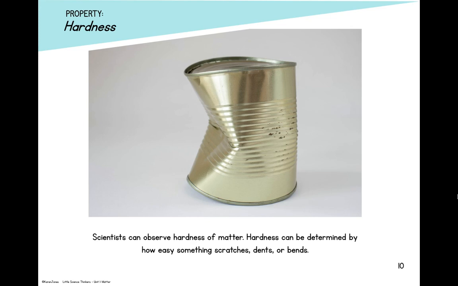All right. So if something scratches easy or dents easy or bends easy, it's probably not hard. Okay. If you have a piece of paper, we can dent it or bend it really easily. But if you've got a piece of very strong metal, it would be harder to bend it. Okay. Look at this can. That doesn't look like a very hard can, does it? Okay, that's why if you drop a can, sometimes it gets misshapen. This one looks like it's got pretty misshapen, huh?